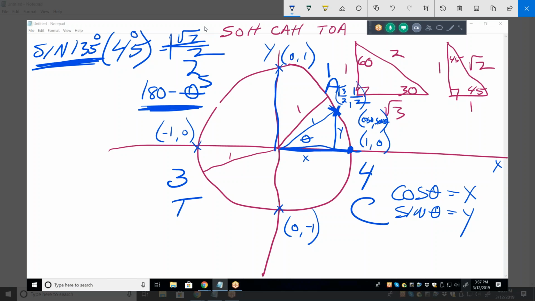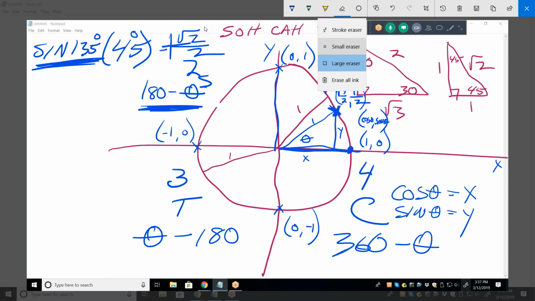Positive. So that's a plus root 2 over 2. In other words, the absolute value is always the equivalent of what the first quadrant angle is, and the sine follows this ASTC. Now, the only thing I've left off here is the third quadrant. In the third quadrant, you want to take theta minus 180, and in the fourth quadrant, you want to take 360 minus theta. Okay?